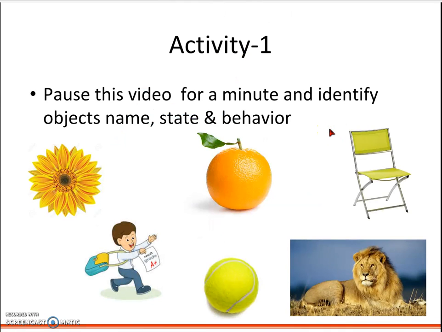Pause this video for a minute and identify the object's name, state and behavior of the following pictures.